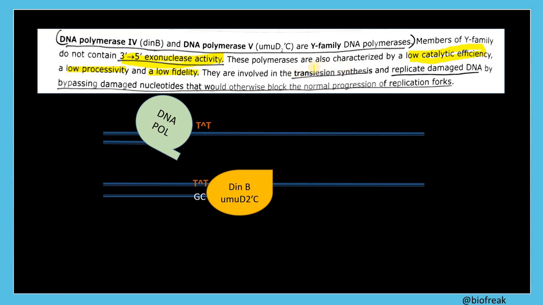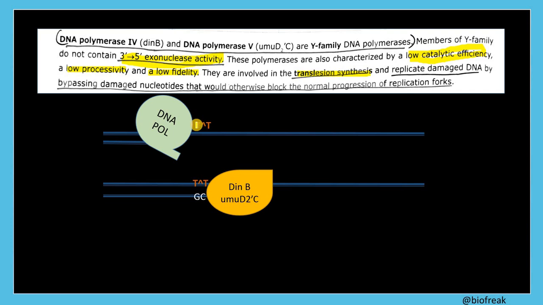They are involved in translesion synthesis and replicate the damaged DNA by bypassing the damaged nucleotide that would otherwise block the normal progression of the replication fork. So basically, Y family DNA polymerases are involved in translesion synthesis. In translesion synthesis, what actually happens is it helps the DNA polymerase bypass the damaged nucleotide sequence, because the normal DNA polymerase like DNA polymerase 3 cannot bypass the damaged DNA.